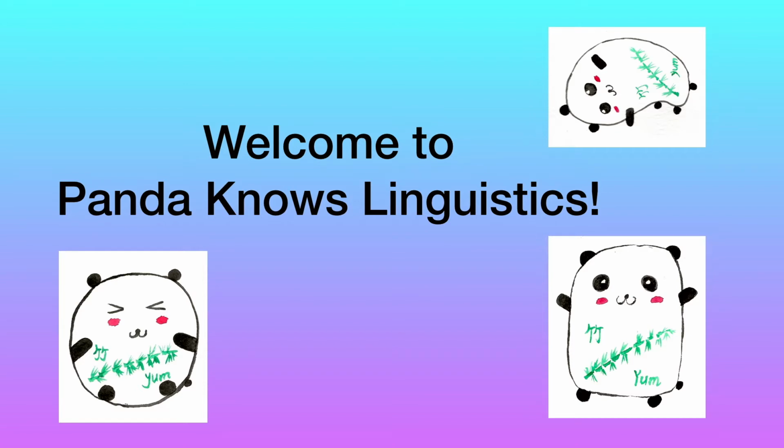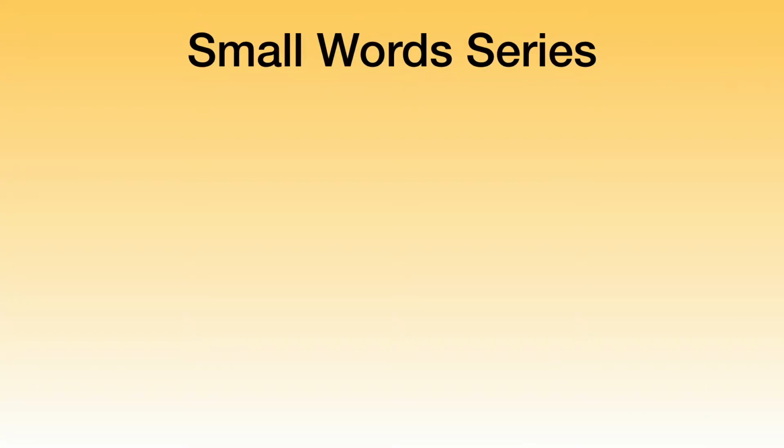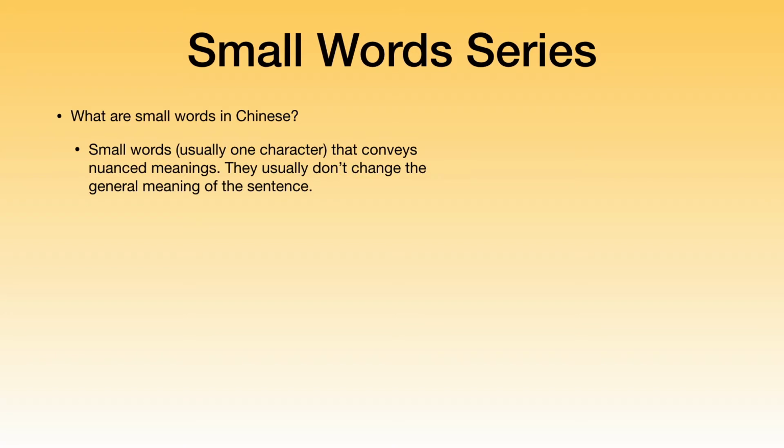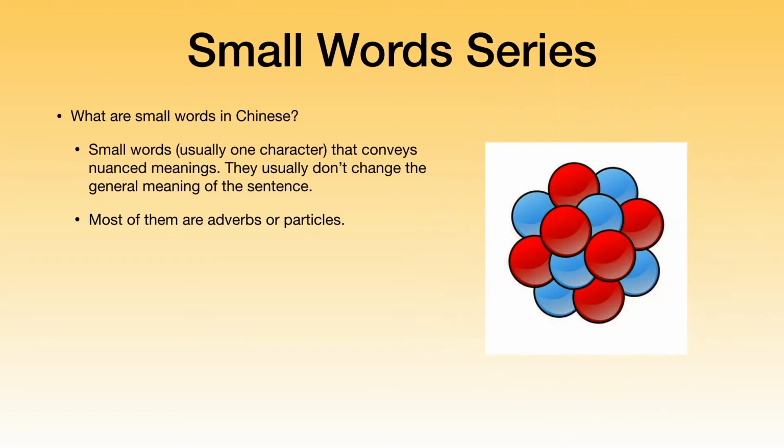So today we're gonna start a new series of small words in Chinese. So what are the small words? Small words are the words that usually convey nuanced meanings. They usually don't change the general meaning of the sentence. For example, most of them are adverbs and particles. When we're talking about particles, we think about atoms and molecules in chemistry and physics and stuff like that. But in linguistics, a particle is just a small tiny word that usually attaches to the main words to change the nuance of meaning.